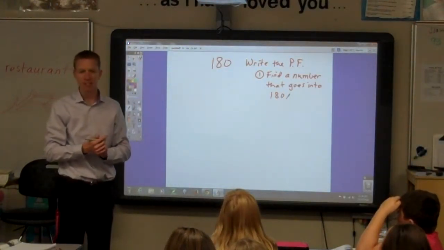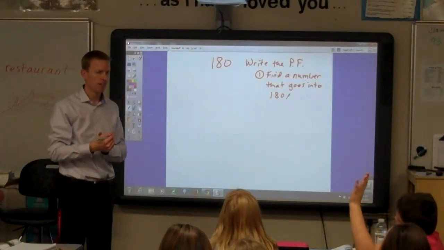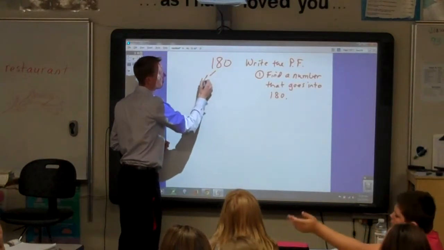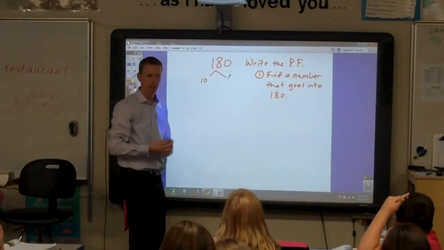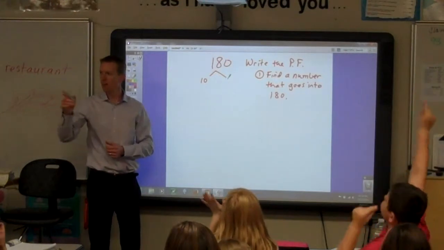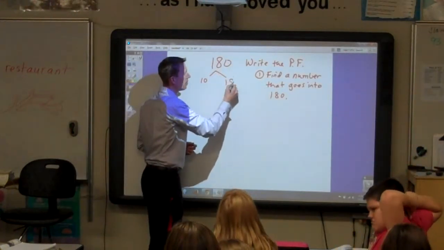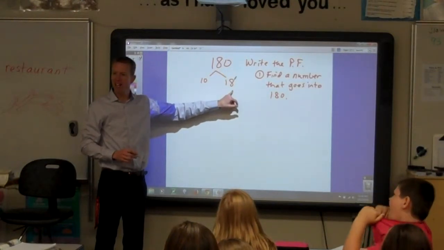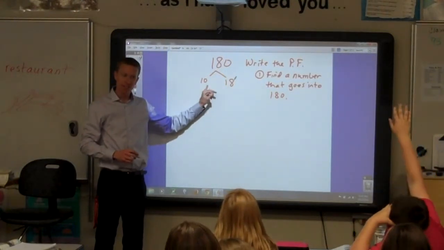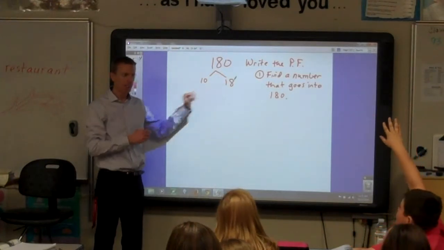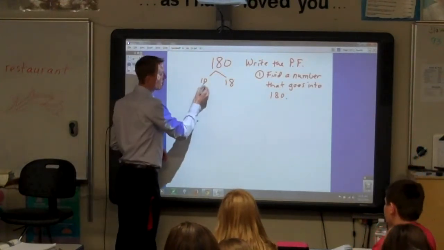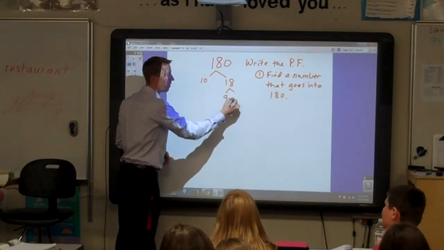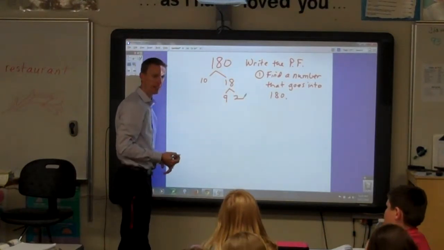What do we know 180 is divisible by? Luke? 10. Let's start with 10. 10 times what is 180? Sam? 10 times 18. Are these prime numbers? No, we have to keep going, right? We can factor each of these. Asa? 9 and 20. No, each of these. 9 and what? 9 and 2 make 18.